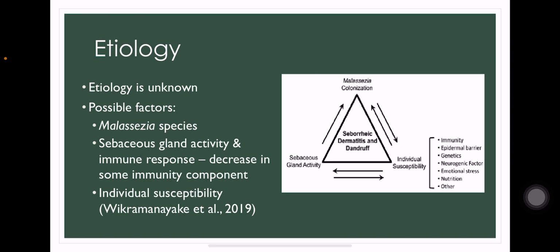The exact pathophysiology remains unclear. Malassezia organisms are probably not the cause of the disease, but are a cofactor linked to a T cell depression, increased sebum levels, and an activation of the alternative complement pathway. Persons prone to this dermatitis also may have a skin barrier dysfunction. Individual susceptibility factors include immunity, epidermal barrier genetics, neurogenic factors, emotional stress, and nutrition, for example.